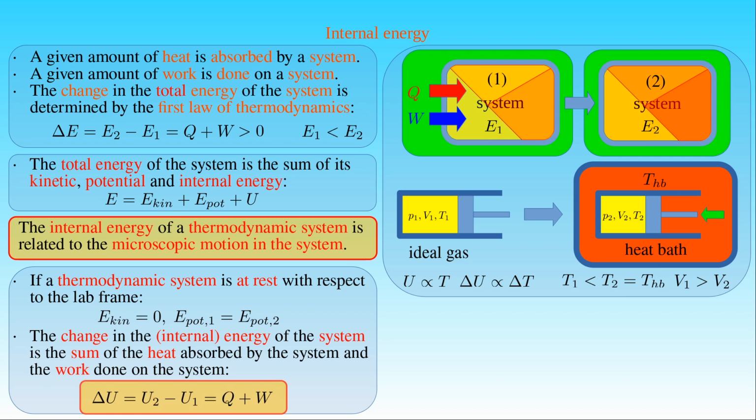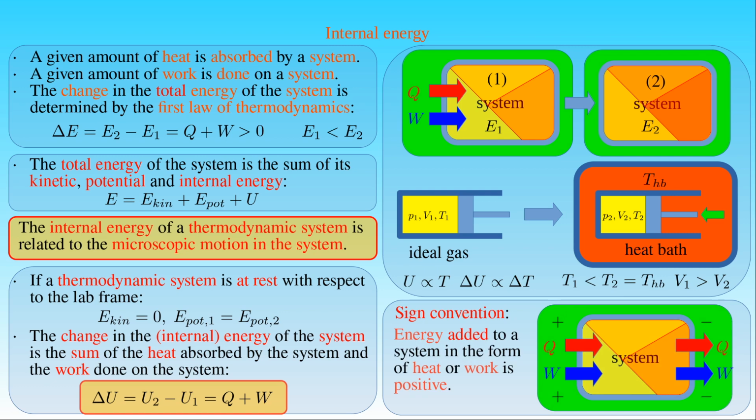We always follow the sign convention according to which the heat absorbed by the system and the work done on the system are positive, whereas the heat released by the system and the work done by the system are negative. Then the heat absorbed by the ideal gas from the heat bath and the work done on the gas by the moving piston increase the internal energy of the system. As a result, the heat Q and the work W are positive, and the change delta U of the internal energy of the gas is also positive.